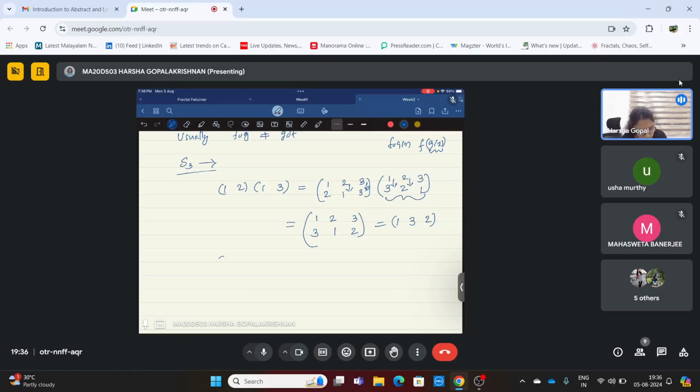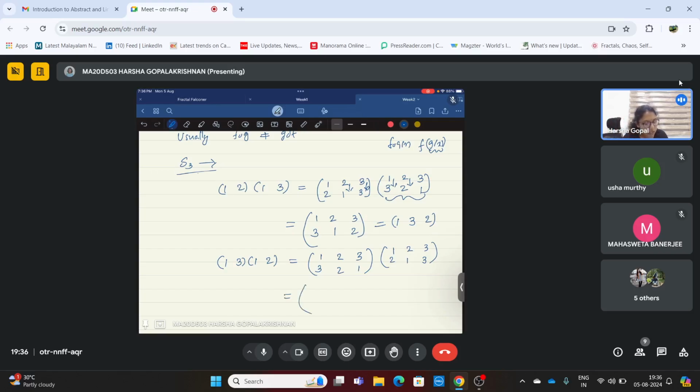Now what about (1 3)(1 2)? Again, 1 is going to 3, 3 is going to 1, 2 is going to 2. That is our map (1 3)(1 2): 2 to 1, 3 to 3. This is our map (1 2). So I am taking the reverse way. First I have found (1 2)(1 3). Now I am finding (1 3)(1 2).